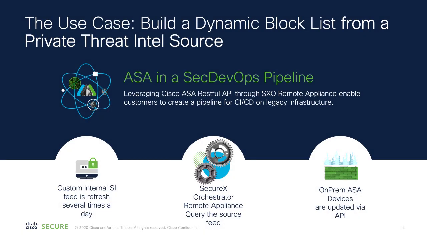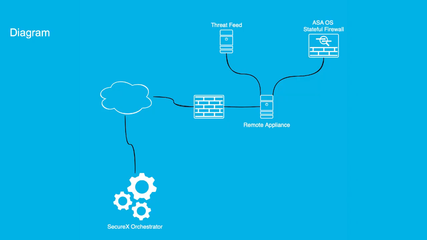Today, I would like to share with you an example on how to integrate SecureX with on-premises services using the remote configuration appliance. In this example, I will use the ASA RESTful API and some internal web services with observables. Using the remote configuration appliance, we can get observables from a custom security feed and then convert the data into network objects to create a dynamic blocking list on the fly inside the ASA. So let's get started.